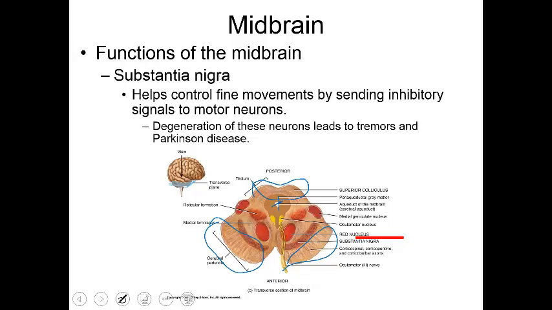Now, in the midbrain, we have a nucleus called the substantia nigra. Now, substantia nigra are these two dark lines right here. And they contain neurons that secrete dopamine. Now, dopamine helps to send inhibitory signals to the motor neurons. Now, degeneration of this leads to Parkinson's disease because there is too much involuntary movement of voluntary muscles going on with Parkinson's.